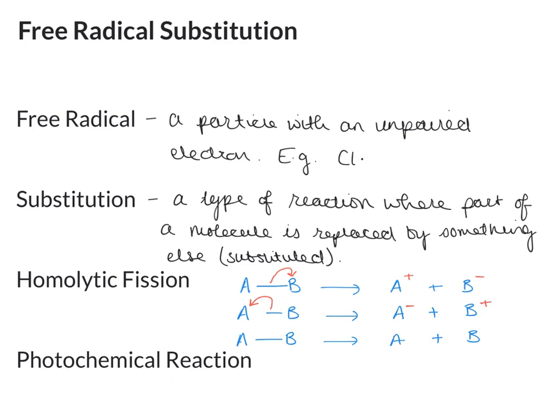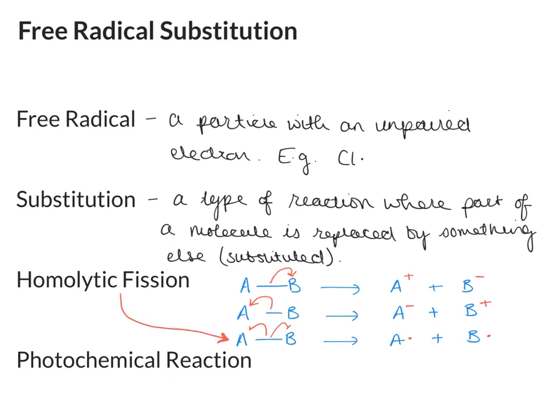And the third way is for the covalent bond, being a pair of electrons, to split so that one electron goes that way and one electron goes that way. That would give you A with an unpaired electron and B with an unpaired electron. So the first example would give you a positive ion and a negative ion. This one would give you a negative ion and a positive ion. This one would give you two free radicals. So homolytic fission is when a covalent bond breaks so that one electron goes to each atom.